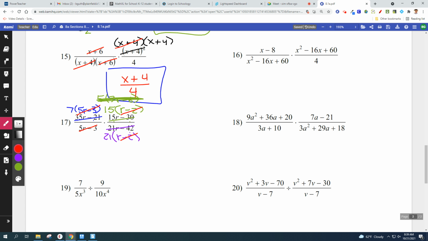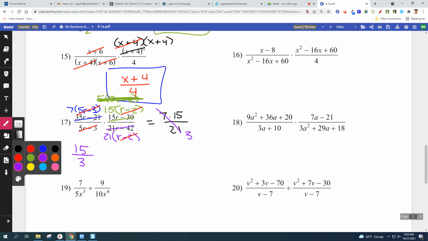So if you clean up, and I wouldn't at this point, but if you did, you would see a 7 times 15 over 21. That's all we've got left, but I see one more thing that can cancel. One more thing that can reduce. 7 goes into 21 3 times, right? And so I'm at 15 over 3. Oh, but one more thing happens. 3 goes into 15 5 times, right? We've got 5. All that stuff turns into just 5.